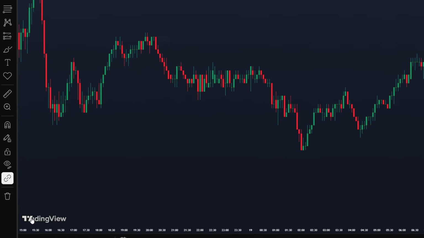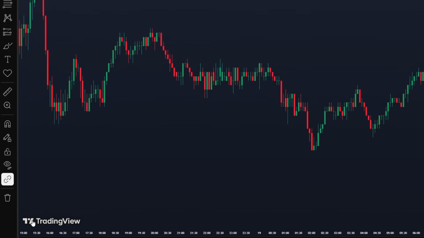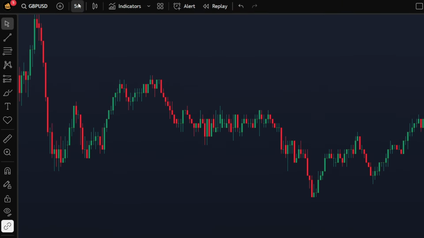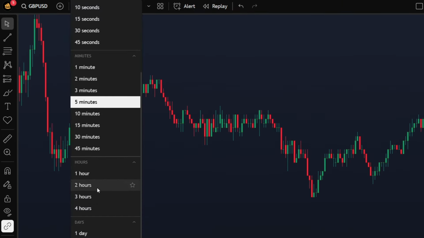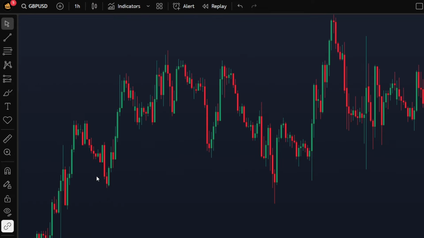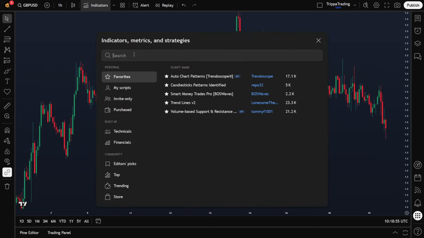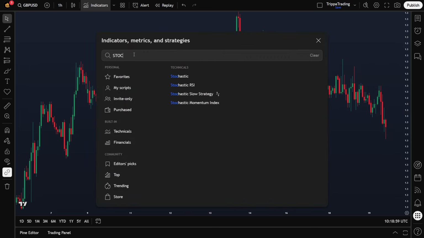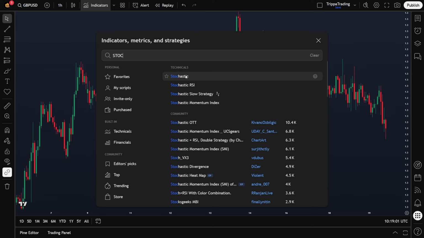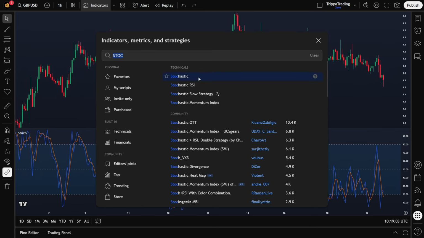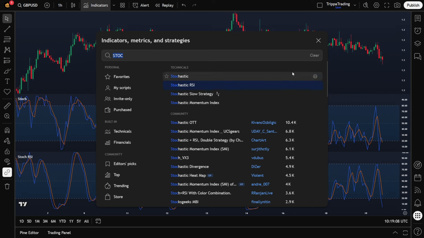So I'm on TradingView. You can use any pair or coin and any time frame, but for beginners, I recommend starting with the 15-minute or 1-hour chart so the moves are not too fast. Open the Indicators tab. Let's add the indicators and search for Stochastic. Add the built-in Stochastic oscillator, then search Stochastic RSI and add the built-in Stochastic RSI as well.